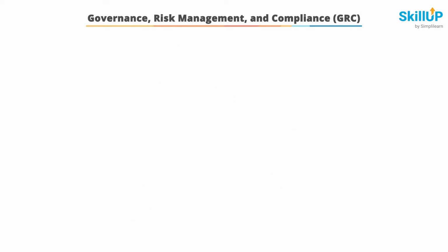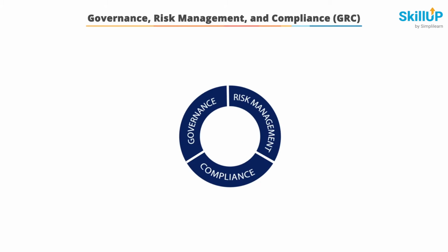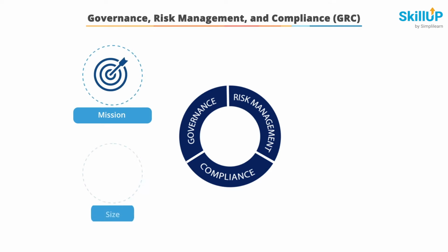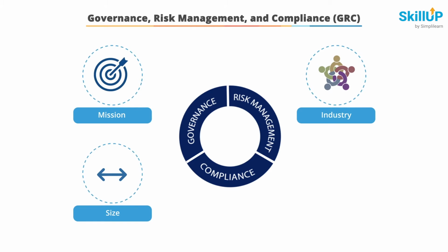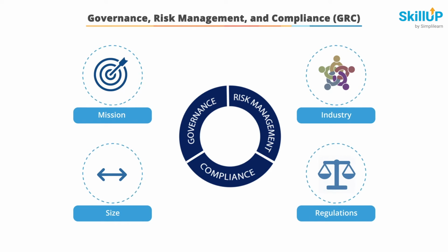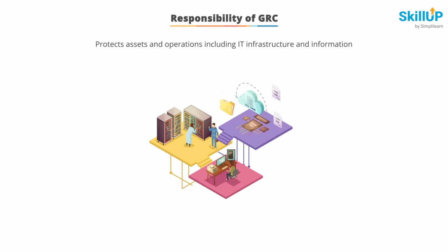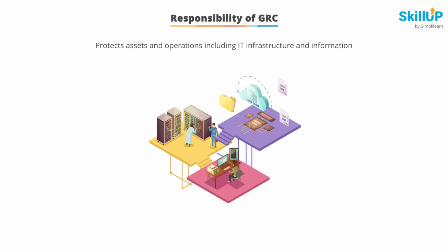Introduction to governance, risk management, and compliance. Governance, risk management, and compliance of every organization is different and varies based on the type of organization. It depends on organization mission, size, industry, culture, and legal regulations. The ultimate responsibility of a GRC program is to protect their assets and operations, including their IT infrastructure and information.